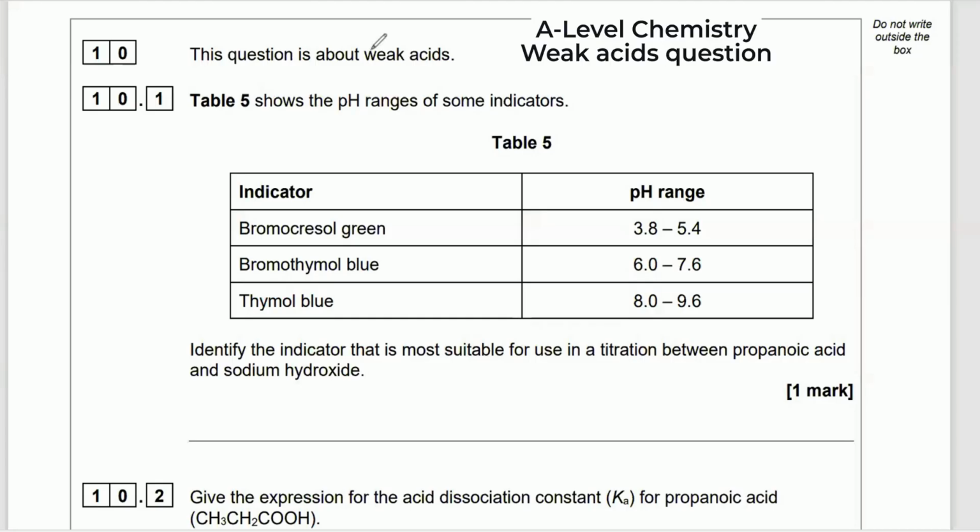We're looking at A-level chemistry. We're going to do a weak acids question. This is from the 2023 paper one for AQA A-level chemistry. Question 10. This question's about weak acids.